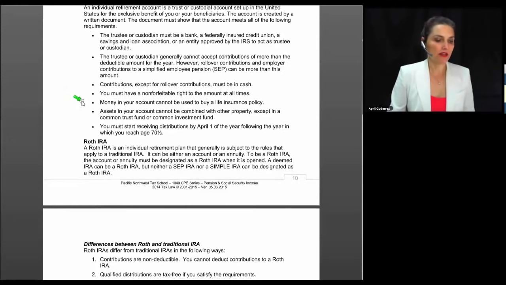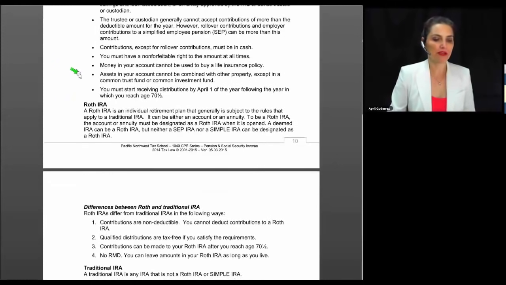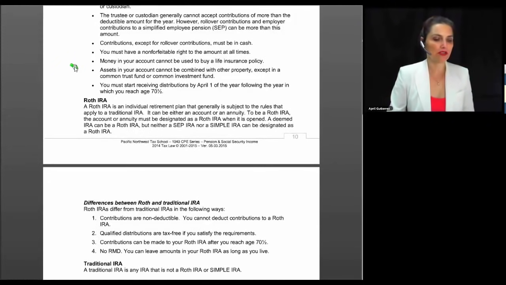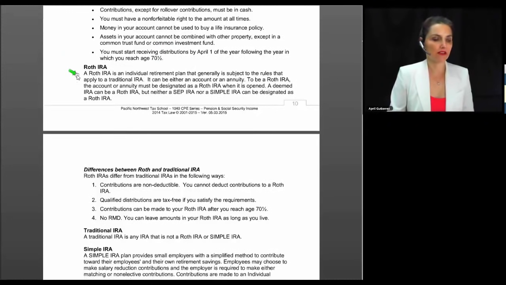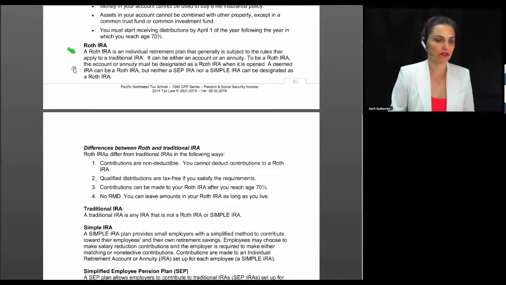The money in your account cannot be used to buy life insurance. Assets in your account cannot be combined with other property except in a common trust fund. And you must start receiving distributions by April 1st of the year following the year in which you reach the age of 70 and a half. So those rules apply to all IRAs, except for this last one. By the time you reach age 70 and a half, it does not apply to Roth IRAs, and we're going to look at those next.